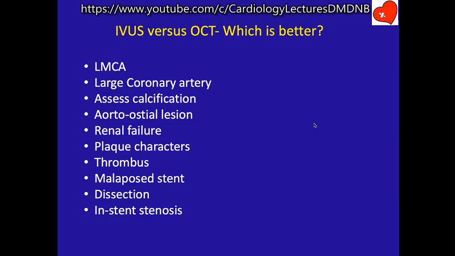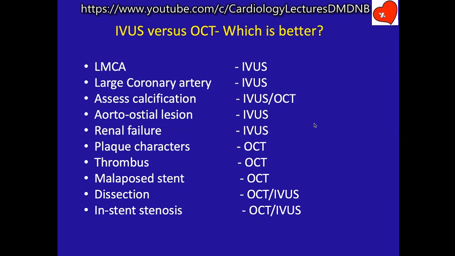OCT is better, sir. Both can be used, because the lumen and stent are easily seen by ultrasound also. Dissection. OCT. Both. And in-stent stenosis. OCT. Both. Because everything is happening inside the lumen, no? So OCT is good. Whether thrombus or intimal hyperplasia, fibrosis, again ultrasound is also good.